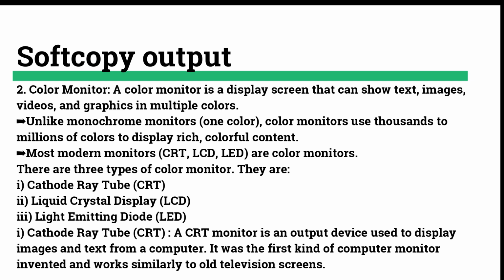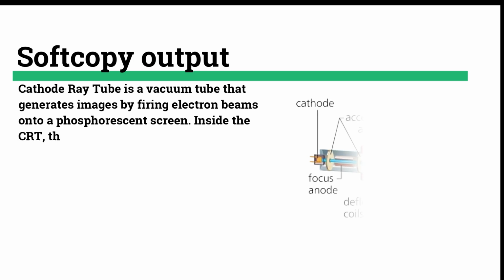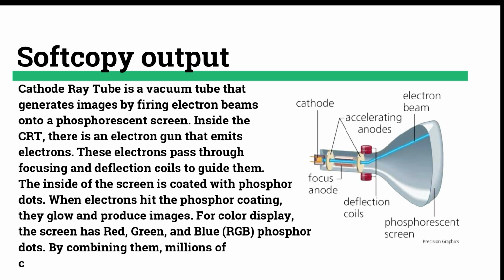A CRT monitor is an output device used to display images and text from a computer. It was the first kind of computer monitor invented and works similarly to old television screens. Cathode ray tube is a vacuum tube that generates images by firing electron beams onto a phosphorescent screen. Inside the CRT, there is an electron gun that emits electrons. These electrons pass through focusing and deflection coils to guide them.